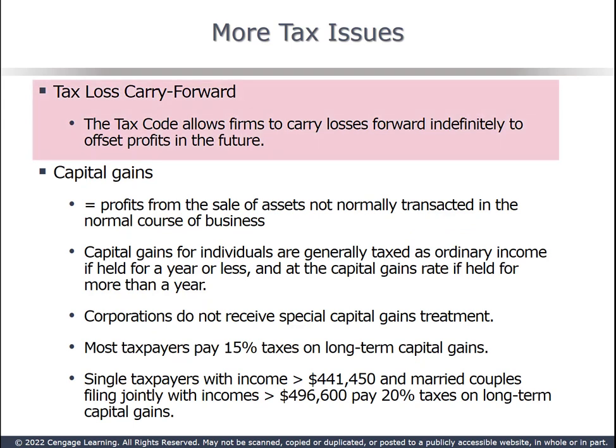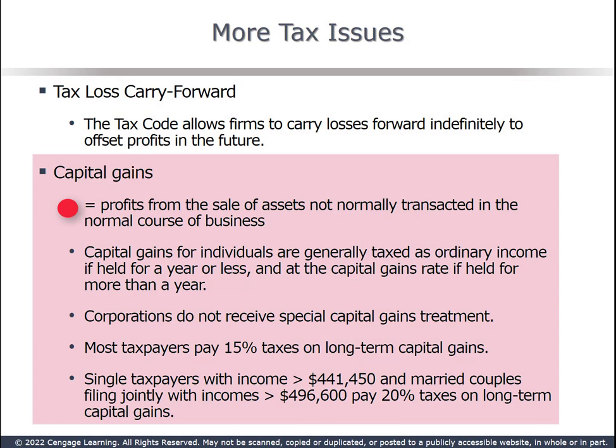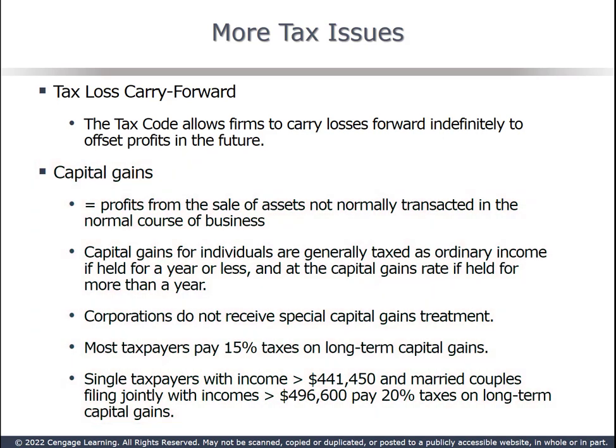Corporations are permitted to carry losses back or forward to offset profits. Capital gains are the profits from the sale of assets, physical or financial. For individuals, gains on assets held less than a year are ordinary income. Held more than a year, long-term capital gains. Most pay 15%, highest tax bracket pays 20%.